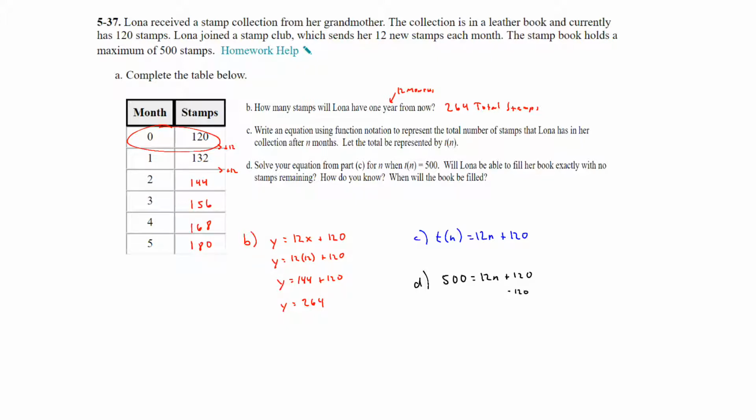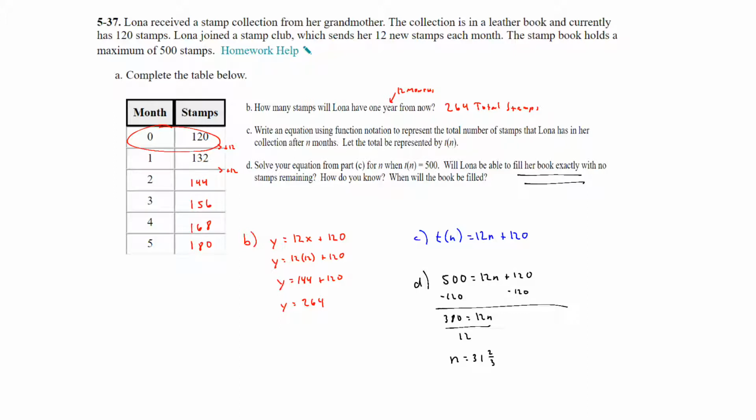And then we're going to solve this equation, subtract 120. So we get 380 is equal to 12n. Divide by 12, and does it come out exactly, or do we have a remainder? So 380 divided by 12 is 31 2/3. So you can see that will Lona be able to fill her book exactly with no stamps remaining? She will not. And then how do you know that? Because when we go to solve for n, we're going to need 31 2/3 of a month to do that. And then will the book be filled at that time?